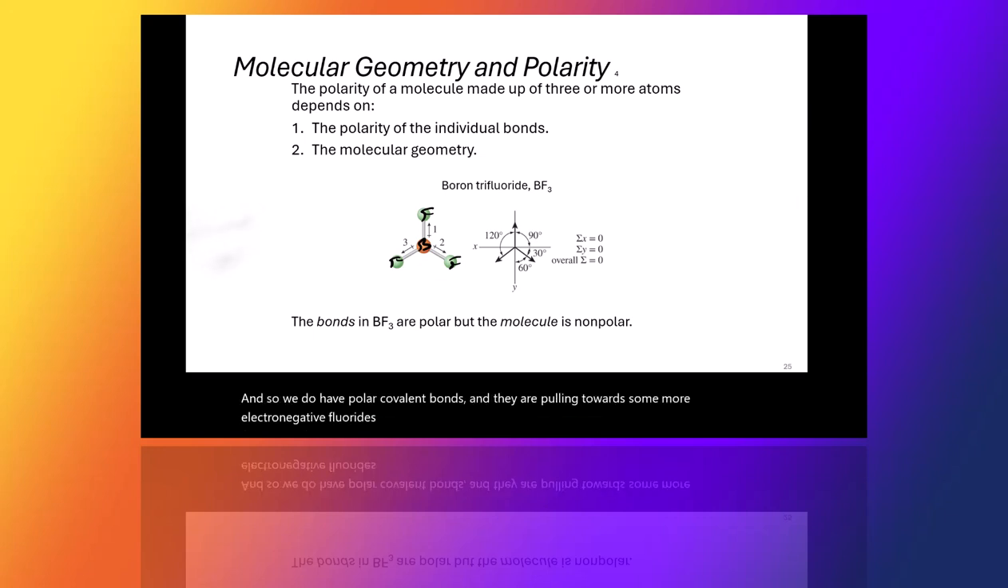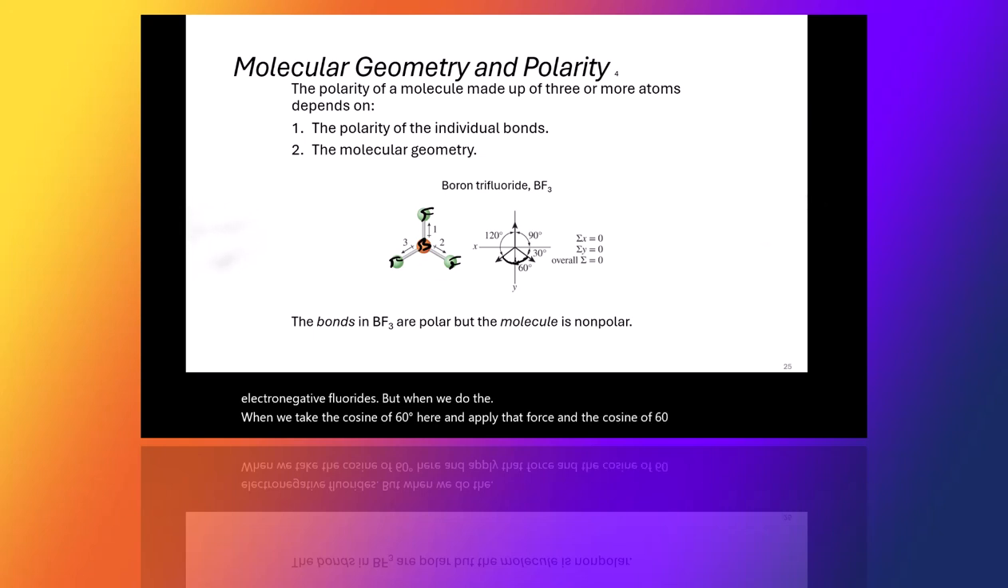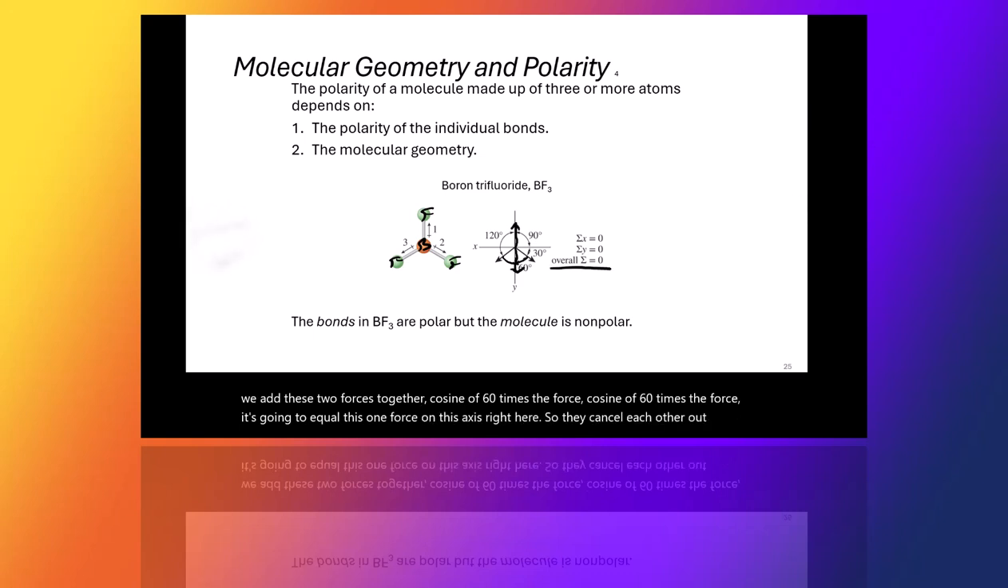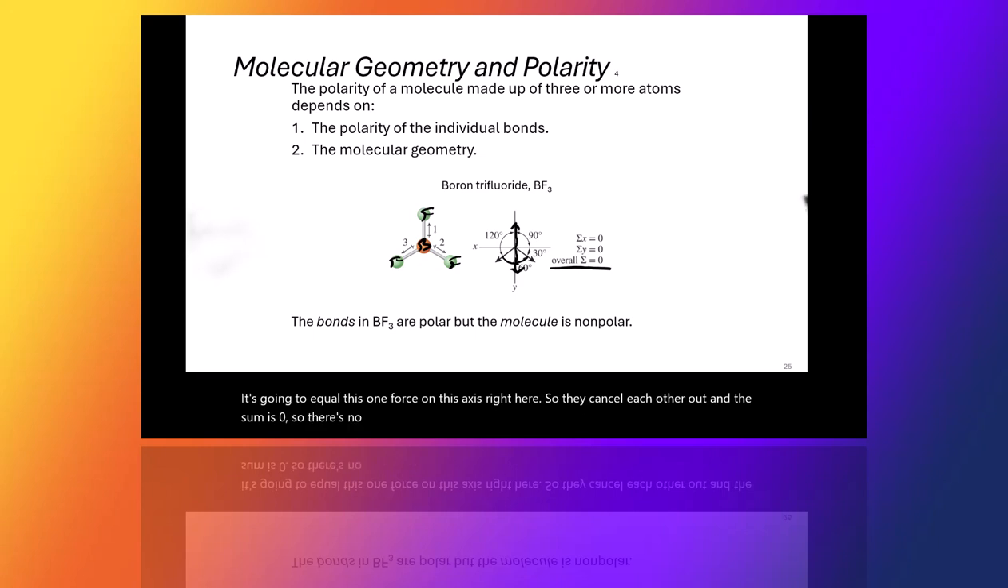But when we take the cosine of 60 degrees here and apply that force, and the cosine of 60 degrees here, when we add these two forces together, cosine of 60 times the force, cosine of 60 times the force, it's going to equal this one force on this axis right here. So they cancel each other out, and the sum is 0. So there's no dipole moment. So even though the bonds are polar, the molecule is a nonpolar molecule.